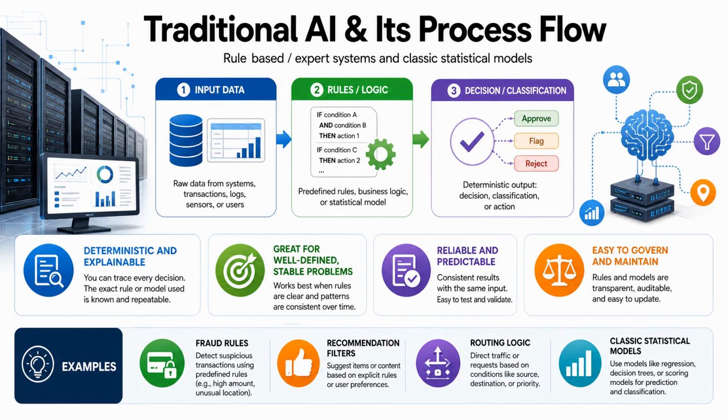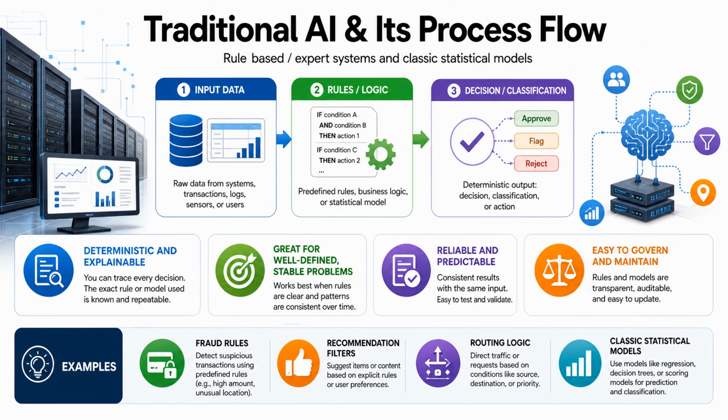Now look at those 4 callouts across the middle, because they're exactly why this approach refuses to die. It's deterministic and explainable, and that's a big deal. You can trace every single decision straight back to the rule that made it. When an auditor or a regulator asks, why did the system decline this one? You've got a clean, defensible answer. It's great for well-defined, stable problems where the rules are clear. It's reliable and predictable. Same input, same output, every single time. And it's easy to govern and update. Try squeezing that kind of transparency out of a giant neural network. You can't, and in regulated industries that matters enormously. Check out the examples along the bottom. Fraud rules flagging a weird transaction, recommendation filters, routing logic deciding where traffic goes, classic statistical models for forecasting.